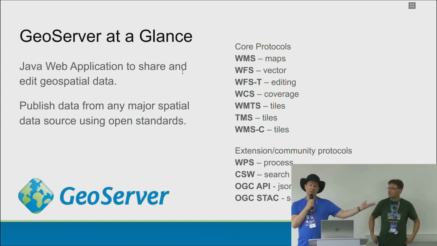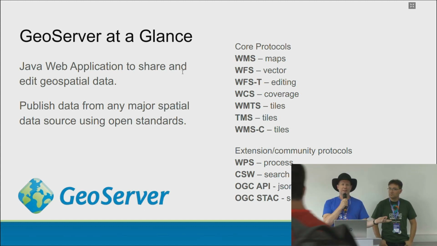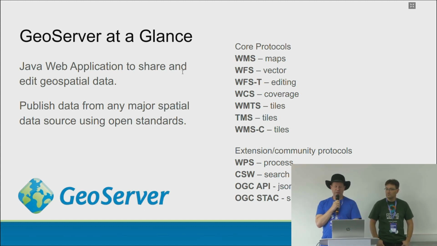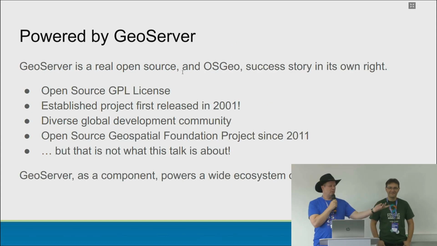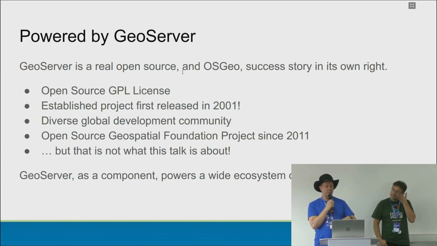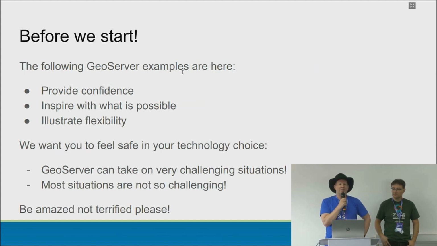And this is usually what you see at a FOSS4G event. Here's what GeoServer does out of the box. This talk is about what GeoServer does when you add to the box. So, you know, it's GPL license, established project, etc. But before we start, this talk is to provide confidence that if you've got a difficult problem, GeoServer is up to the task. It's here to inspire you with examples of what's possible.